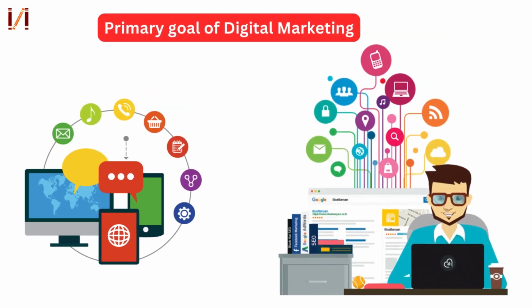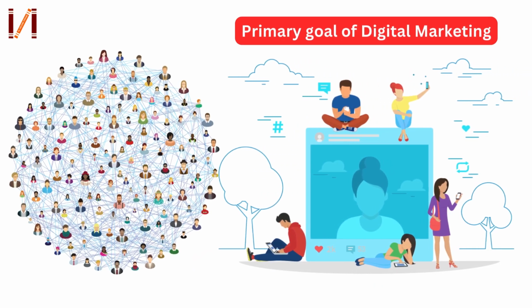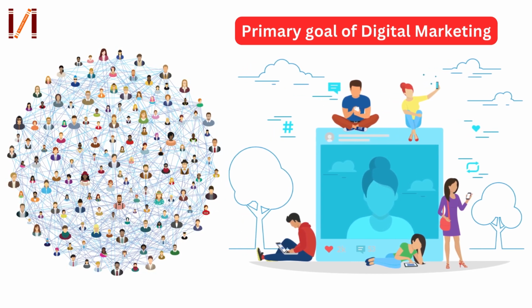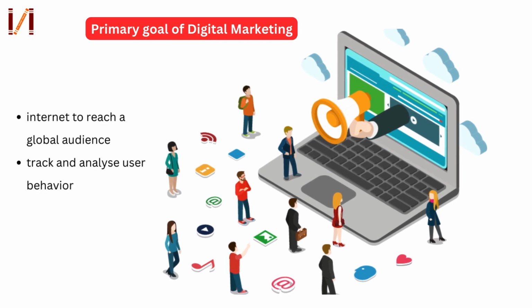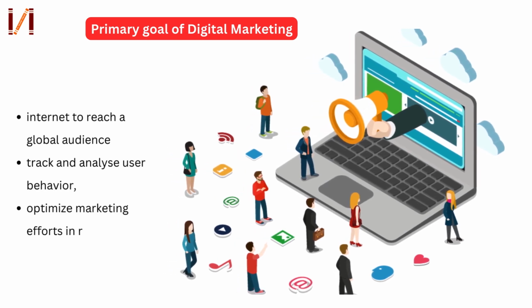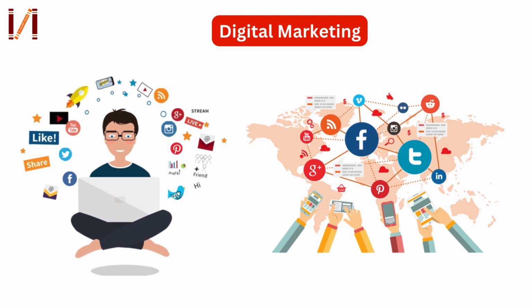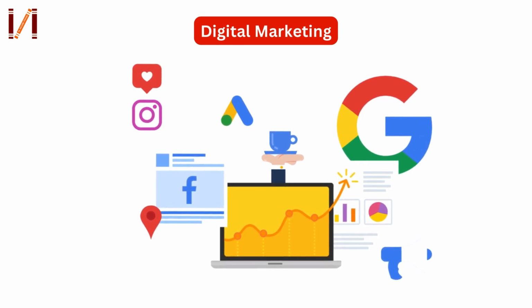The primary goal of digital marketing is to connect with the target audience in the digital space, engage them, and drive desired actions, such as making a purchase or signing up for a newsletter. It involves leveraging the power of the internet to reach a global audience, track and analyze user behavior, and optimize marketing efforts in real time. Digital marketing allows businesses to establish an online presence, build relationships with customers, and adapt to the dynamic nature of the digital landscape.